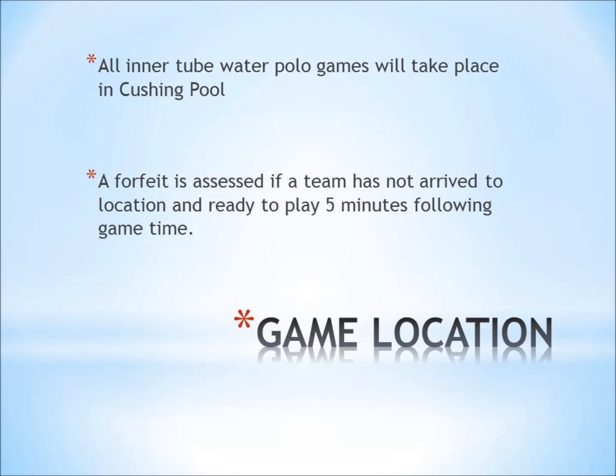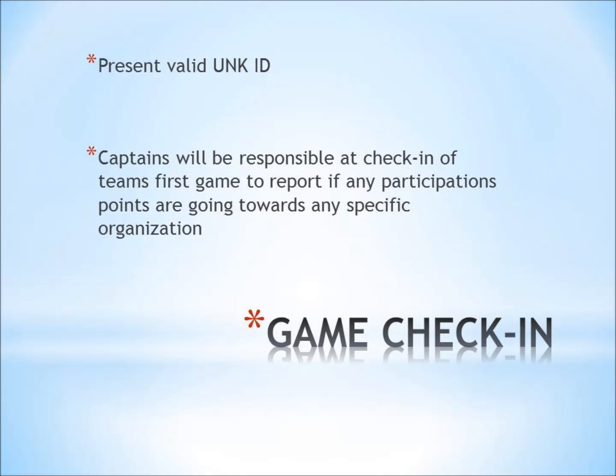All Innertube water polo games will take place in Cushing Pool. A forfeit will be assessed to a team if they have not arrived to the location and ready to play 5 minutes following their scheduled game time. When you arrive for your game, you must check in with an official, scorekeeper, or supervisor to present your valid UNK ID. Captains will be responsible at check-in of the team's first game to report if any participation points are going towards any specific organization.